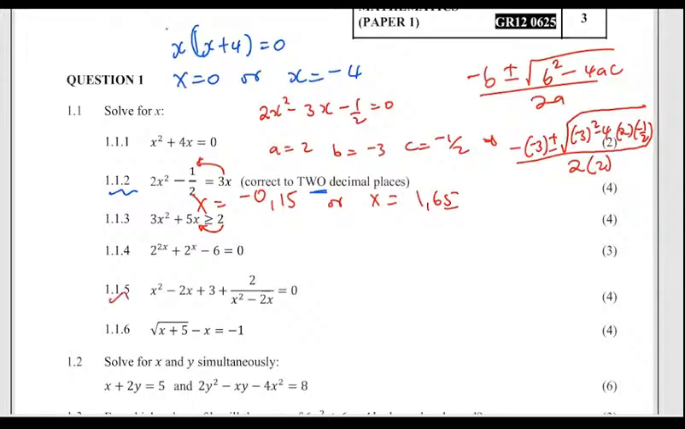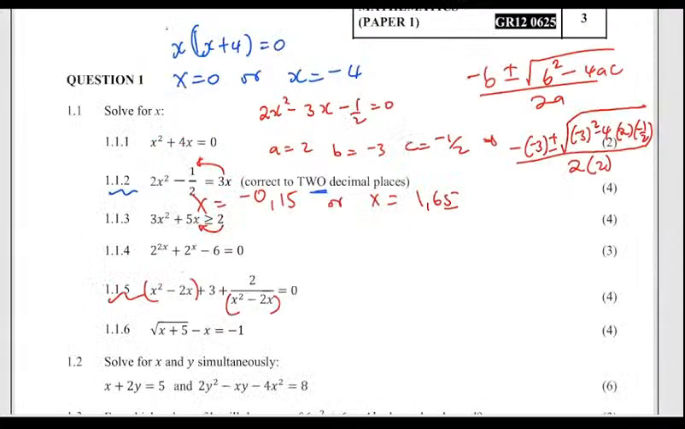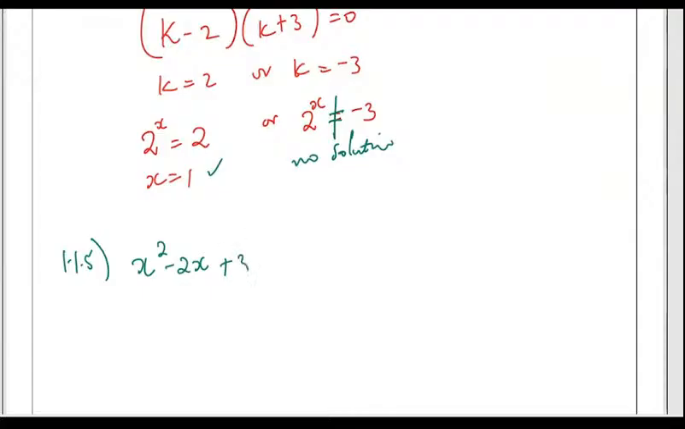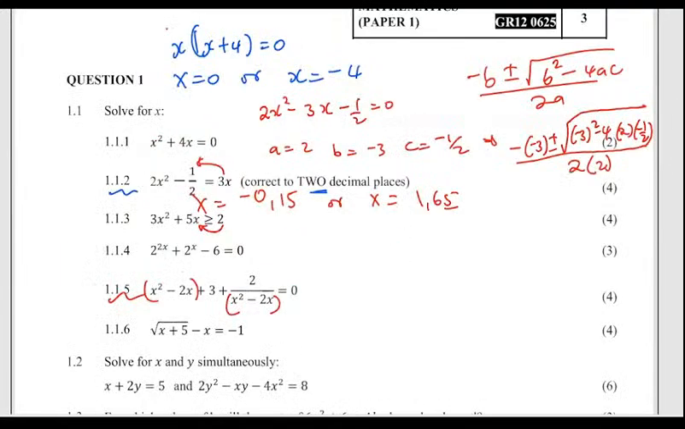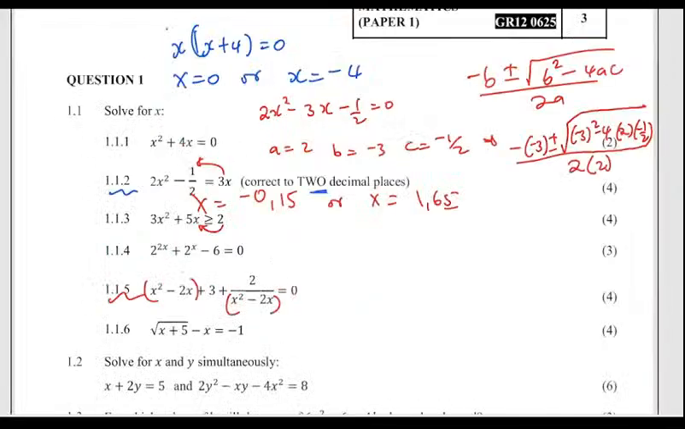Then 1.1.5, we have more or less the same thing here. So I can group that. I'm saying that's the same as this denominator. So I'll say that for 1.1.5: x squared minus 2x, and then we are adding a 3, and then plus 2 over x squared minus 2x should be equivalent to a 0. Let's not create our own questions now.